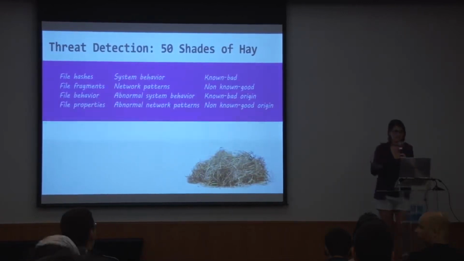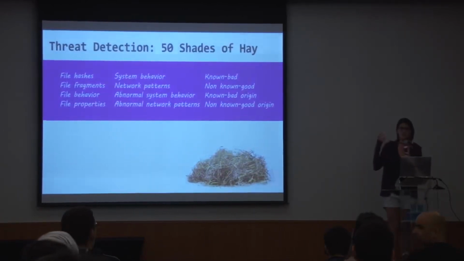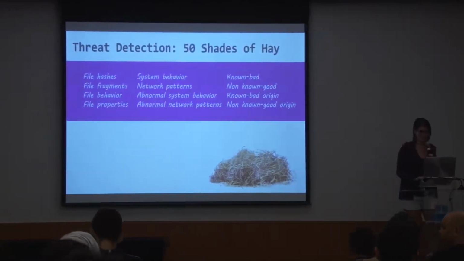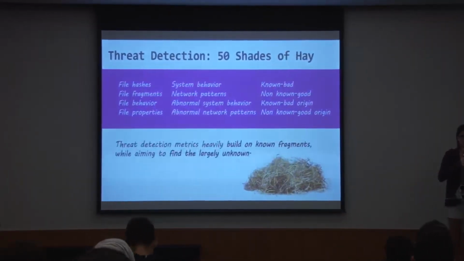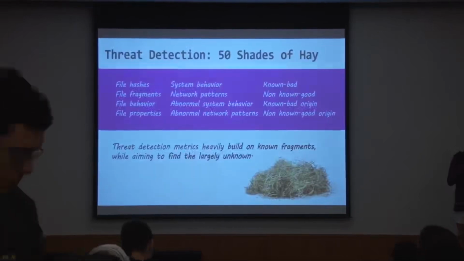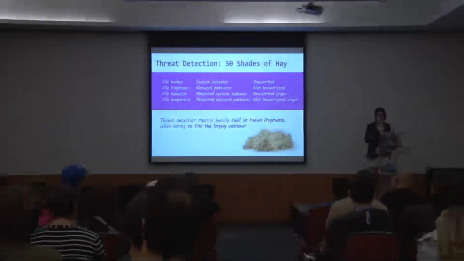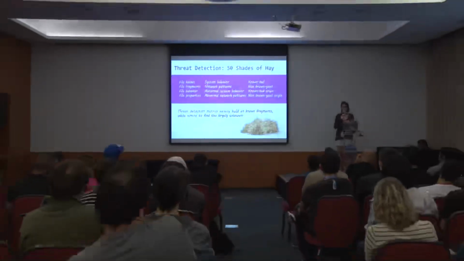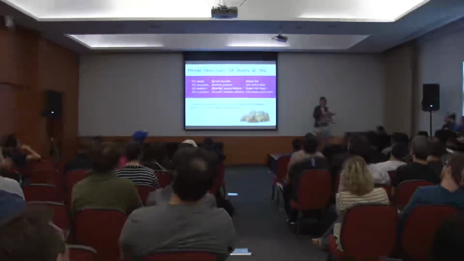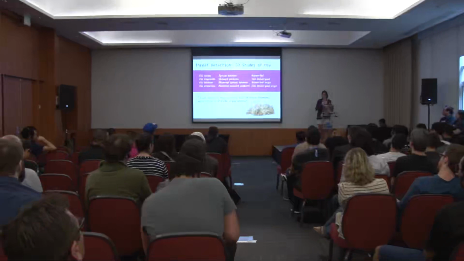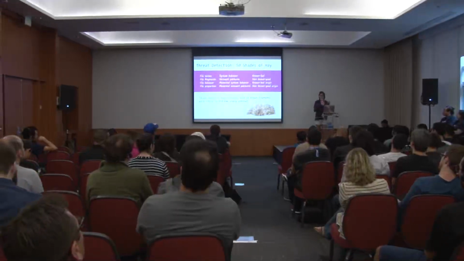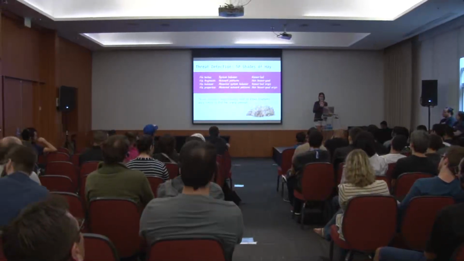So it's all data that basically suffers from one and the same problem, which would be that it's all heavily building on known fragments. So we need a file to create that file hash to detect that file, or we need the actual behavior to search for on our system or in the network stream that we're scanning. And this all tries to find largely unknown pieces.